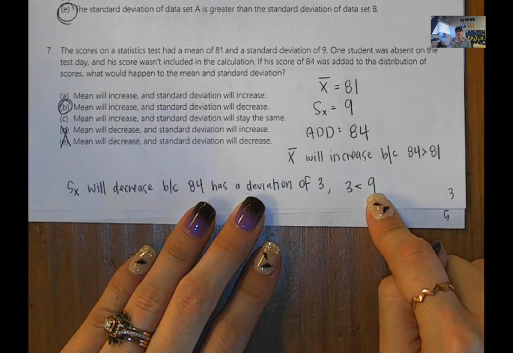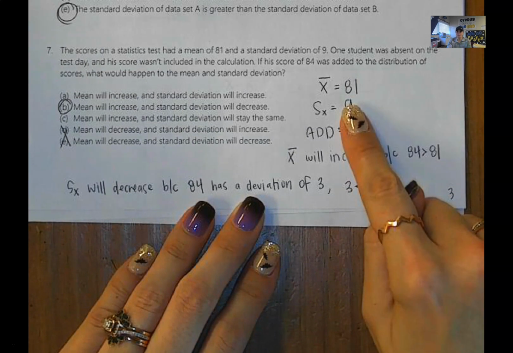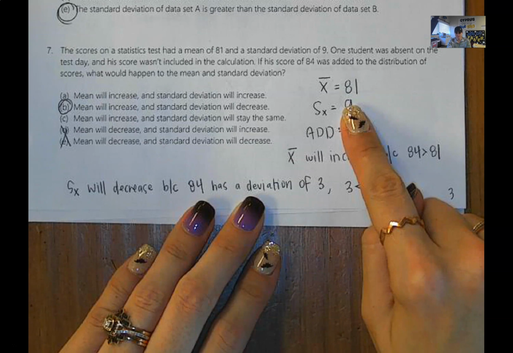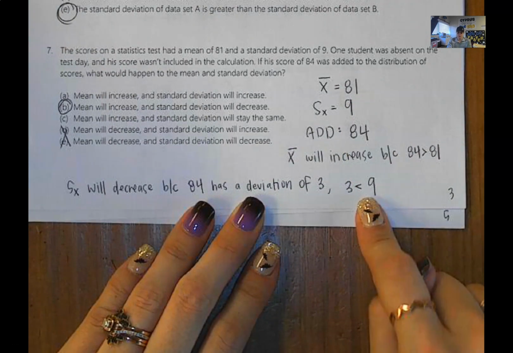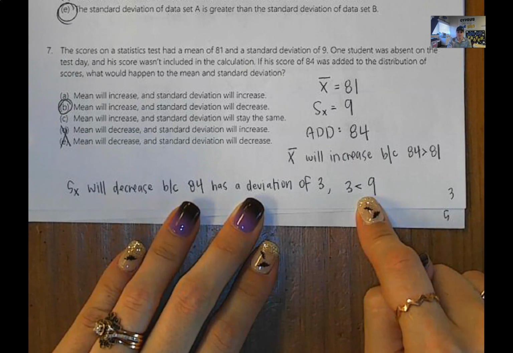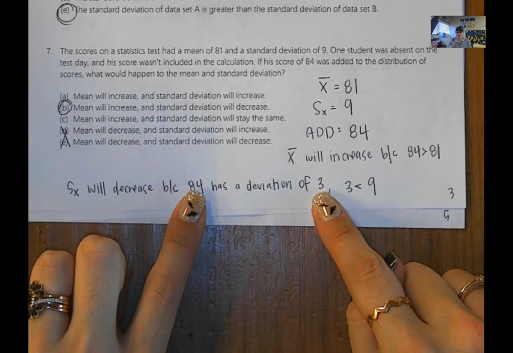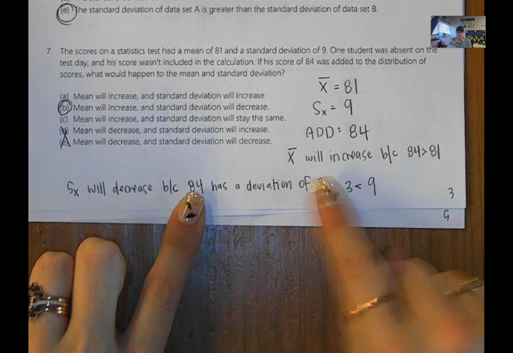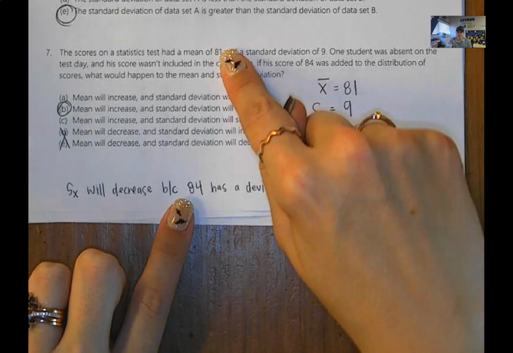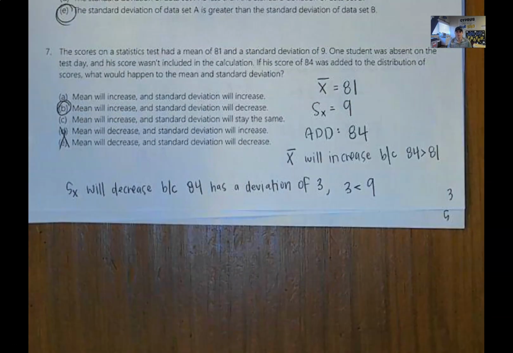average from the mean. So if you add 84, it's above the current average, so mean will increase. If you add 84, standard deviation will decrease because the deviation of 84 is only 3. Deviation of what? Well, 84 compared to 81. It's 3 away. So B as in boy.